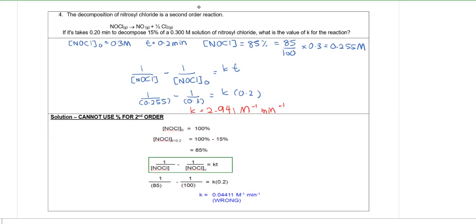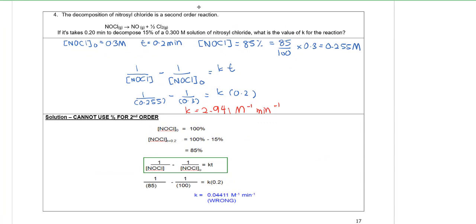Let's say it is a second order reaction. It tells us that it takes 0.2 minute to decompose 15% of 0.3 molar. So this is the initial. So what is the value of k? So we cannot use 100% and we cannot use percentage. Okay, so in the formula we cannot use percentages like 100% and 85%. We cannot use that. We need to use the real value.